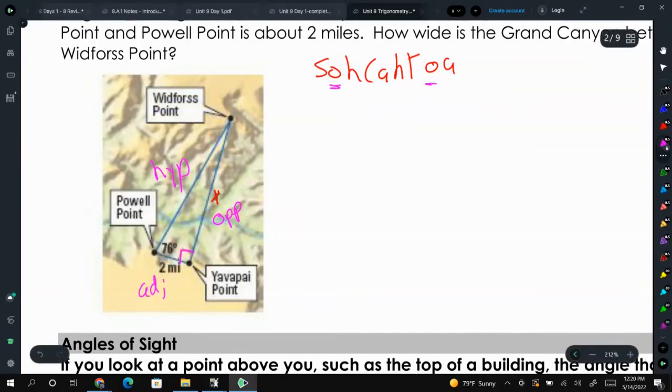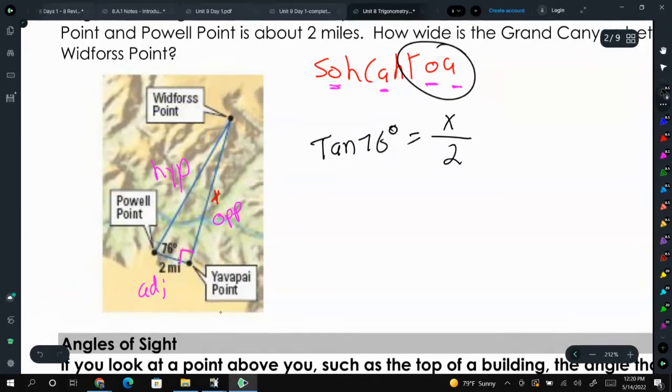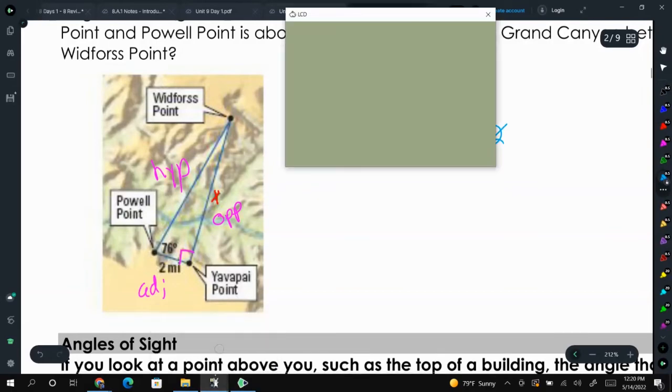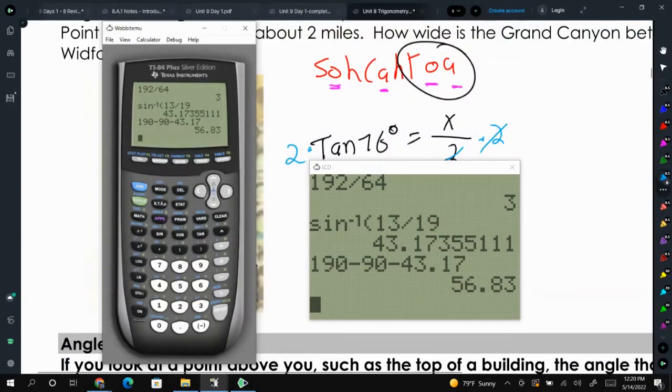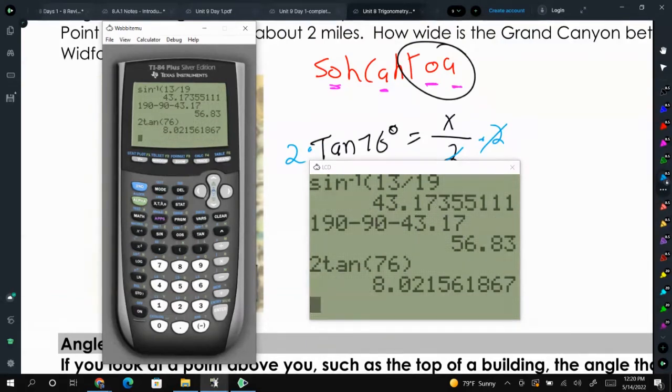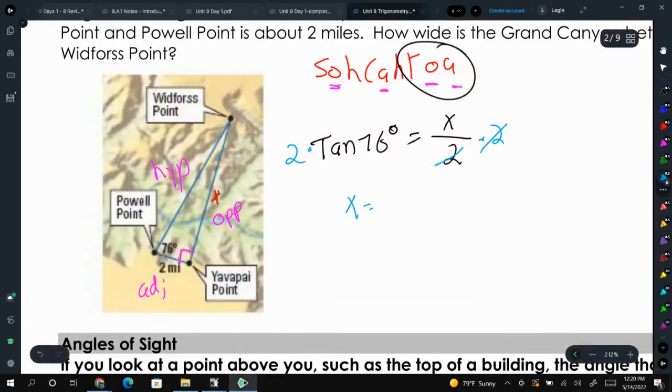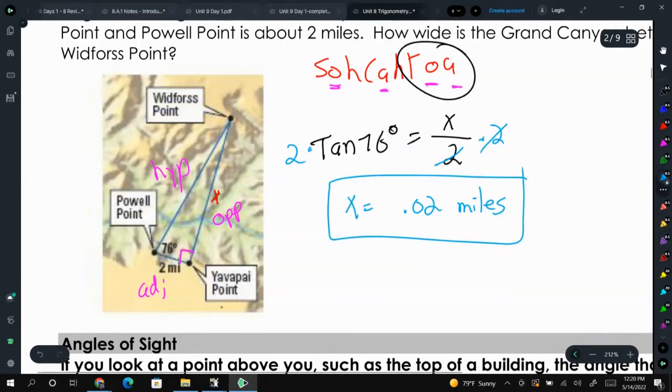So we need to figure out the opposite, but we know the adjacent, so it's tangent. The tangent of 76 degrees is equal to O, opposite, over the adjacent, 2. So multiply both sides by the denominator. In this case, it's 2. So then in the calculator, I'm going to do 2 times the tangent of 76, and we get 8.02. So x equals 8.02 miles. So word problems are not that terrible when it comes to SOH CAH TOA.